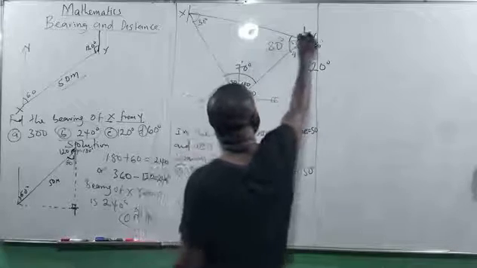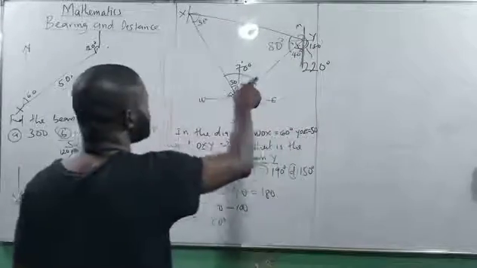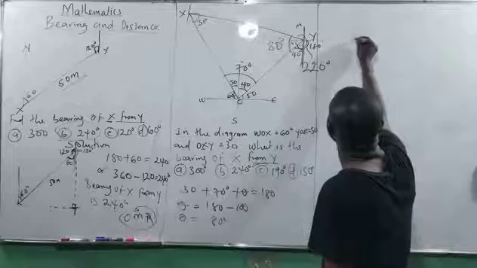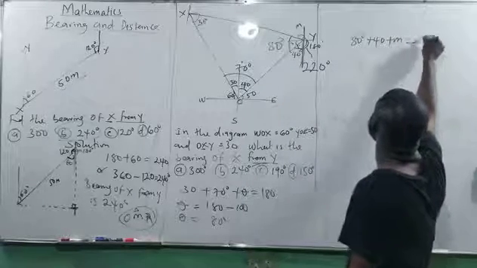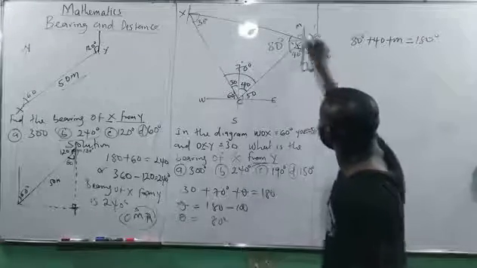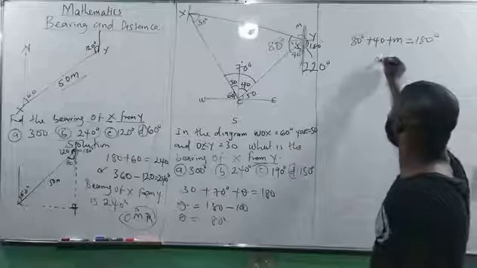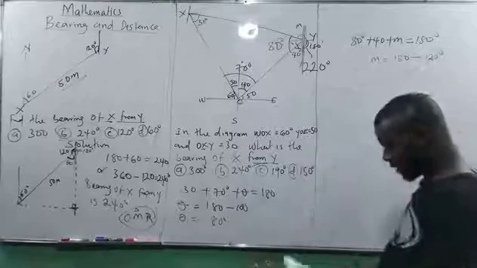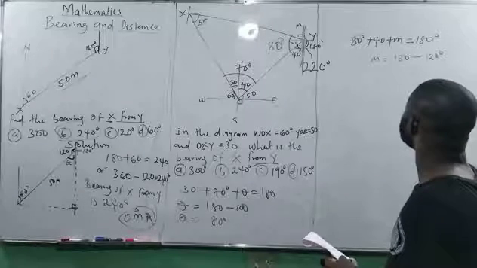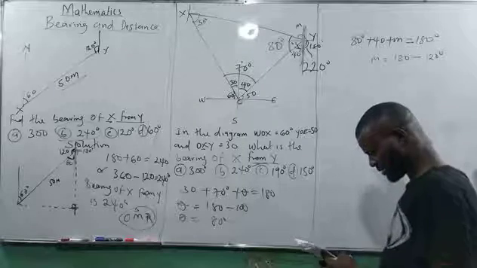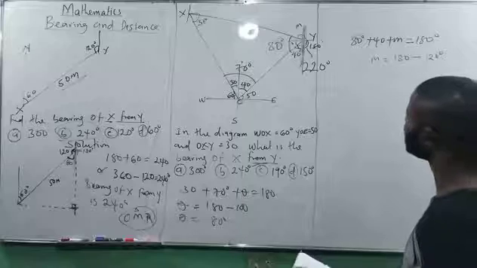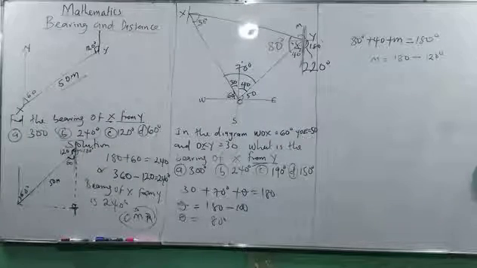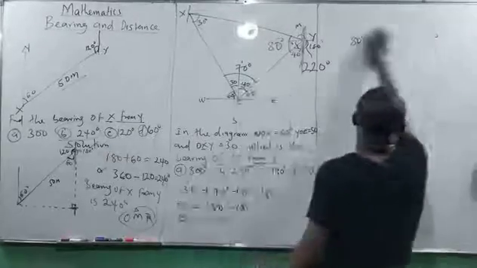If I can get the angle here, which I call M, then 80 degrees plus 40 degrees plus M equals 180, angles on a straight line. This is a straight line. It's very technical. You can't believe it. I have to think very well. Now, my M will be equal to 180 minus 120. Hope I'm not making any silly mistake. Oh, sorry. This is not correct.